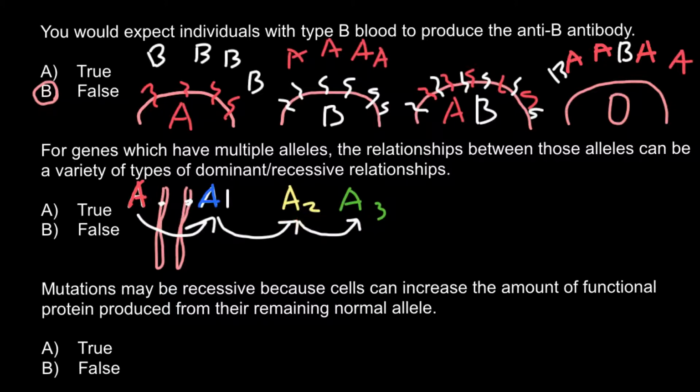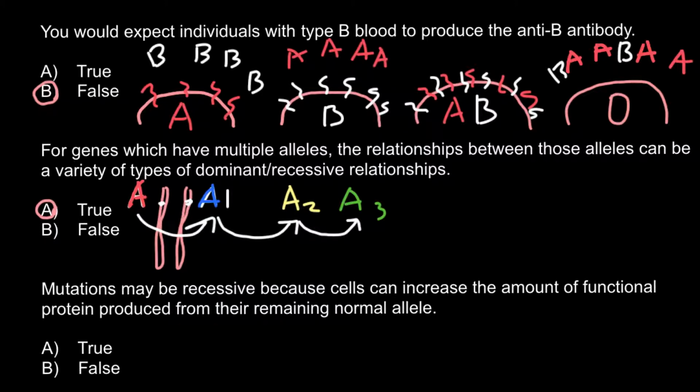But at the same time, this A2 allele would be recessive to the A1 allele, and also recessive to the allele A. Alleles A1, A2, and A3 would all be recessive to allele A. Once again, for genes which have multiple alleles, the relationship between those alleles can be a variety of types of dominant and recessive relationship. And this is true.